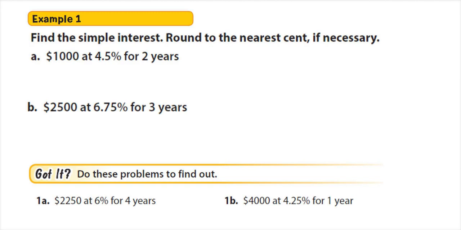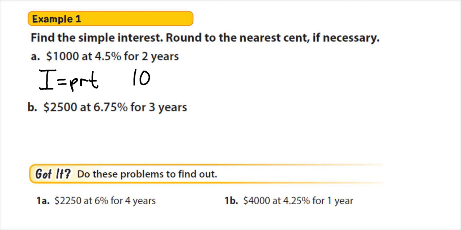It says, find the simple interest, round to the nearest cent if necessary. So remember that the nearest cent in this case would be 2 decimal places because we're talking about money. We have $1,000 at 4.5% interest for 2 years. Let's write the formula first. I equals PRT. I is the interest, so we're finding I.